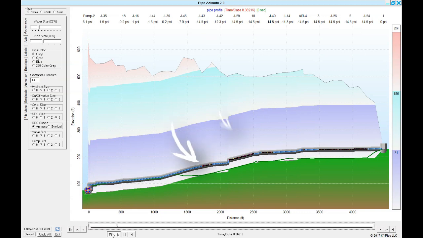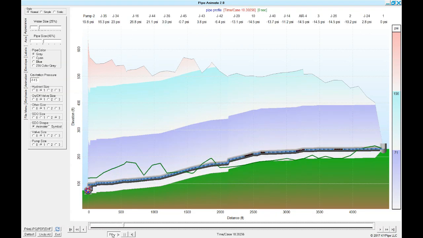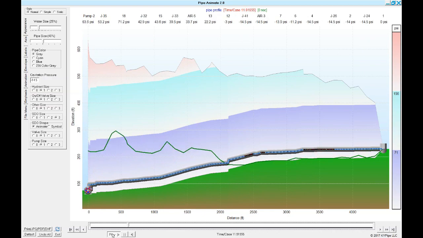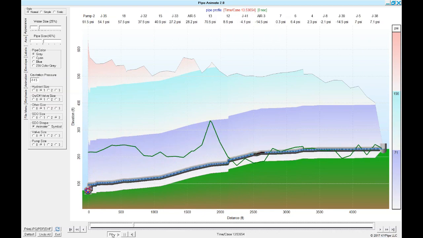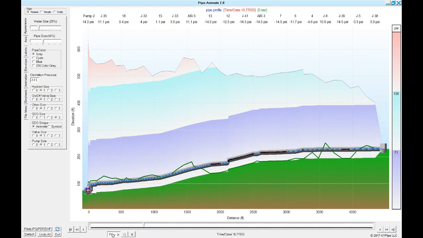Everywhere in black is where water column separation is happening. The water column separation is forming vapor pockets, and when these collapse on themselves, we will see that high pressure spikes will begin to generate throughout the line.